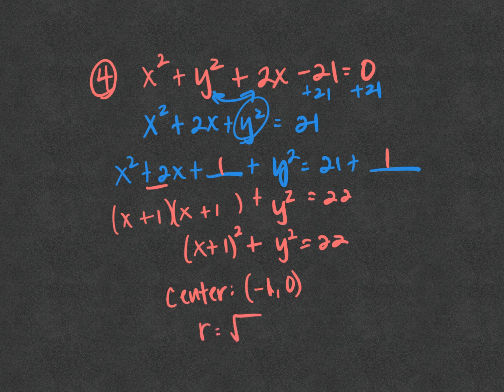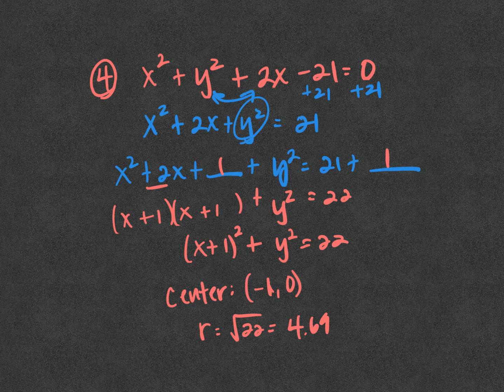The radius is the square root of 22, which is probably not given to you very many times. But let's look at our calculator, and the square root of 22 is 4.69. You can say either square root of 22, which is simplified, or 4.69. But if you're graphing it, you need the 4.69.